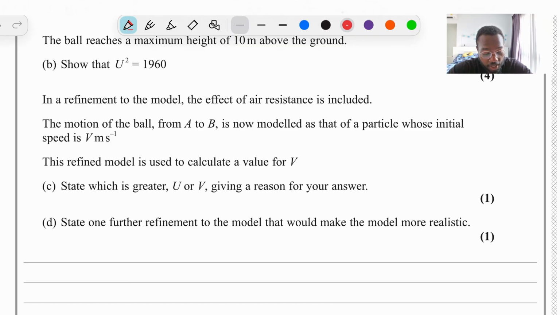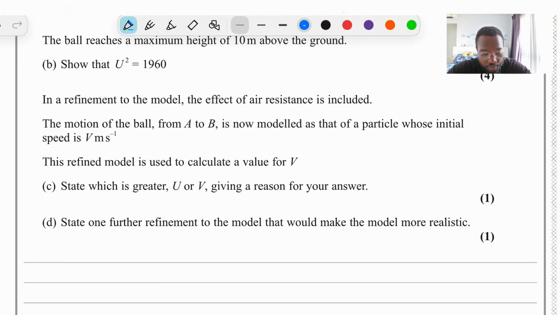Okay, question C. We're told that in the refinement of the model, the effect of air resistance is included, and the motion of the ball from A to B is now modeled as that of a particle whose initial speed is v. Using this refined model to calculate a value for v, which is greater, u or v? We know v is the initial speed, but with air resistance now. So we need to think about whether v is bigger with air resistance, or u, the speed without air resistance.